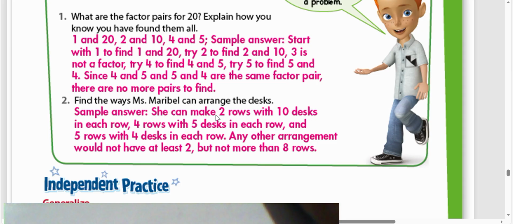Simple answer, she can make 2 rows with 10 desks in each row, 4 rows with 5 desks in each row, or 5 rows with 4 desks in each row. Any other arrangement wouldn't have at least 2, but not more than 8 rows.